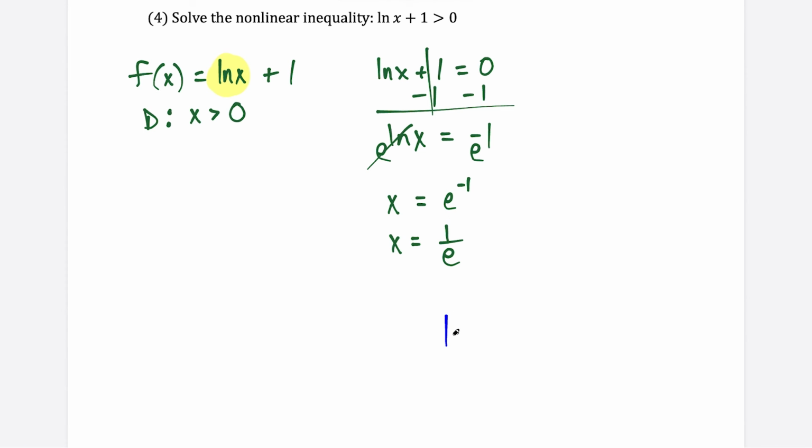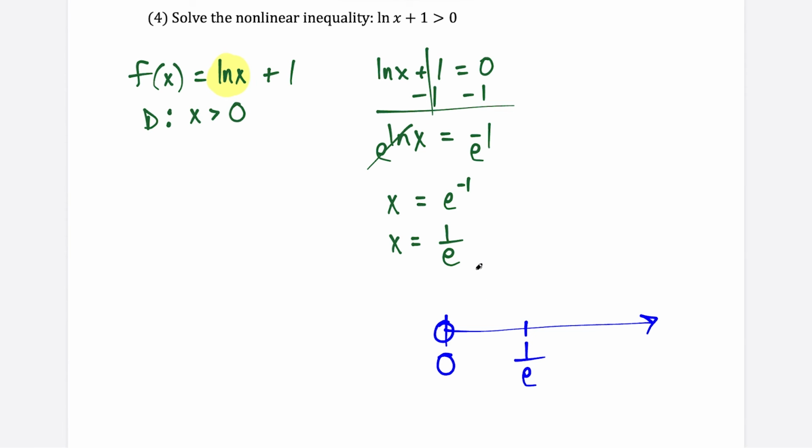So now we can make our number line to look for the solution set. But remember, the number line has to start at 0. 0 is not part of the solution because natural log of 0 is undefined. So just imagine here we have an open circle at the beginning, and the only value to consider on the number line where a sign change or the inequality could go from being true to not true can occur is going to be at 1 over e. Okay, so at 1 over e is where the change could happen.